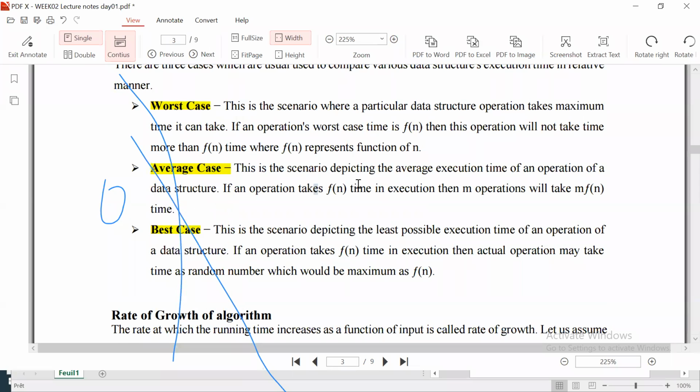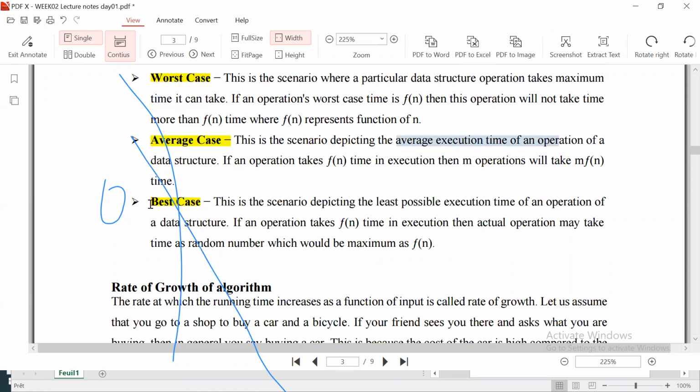The average case, from the name, is the average execution time of an operation or algorithm, maybe implementing a particular data structure. It means that with the average case, you determine the worst case and also the lower case. So the average case is looking at the average execution time of that algorithm.